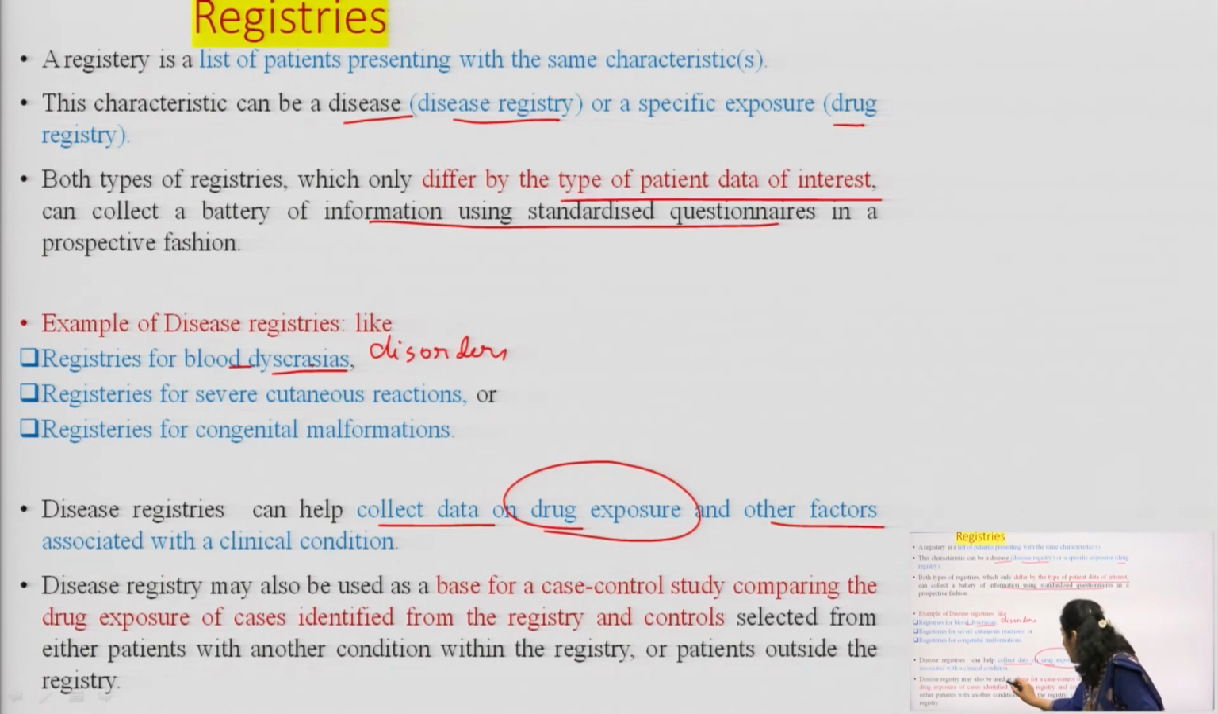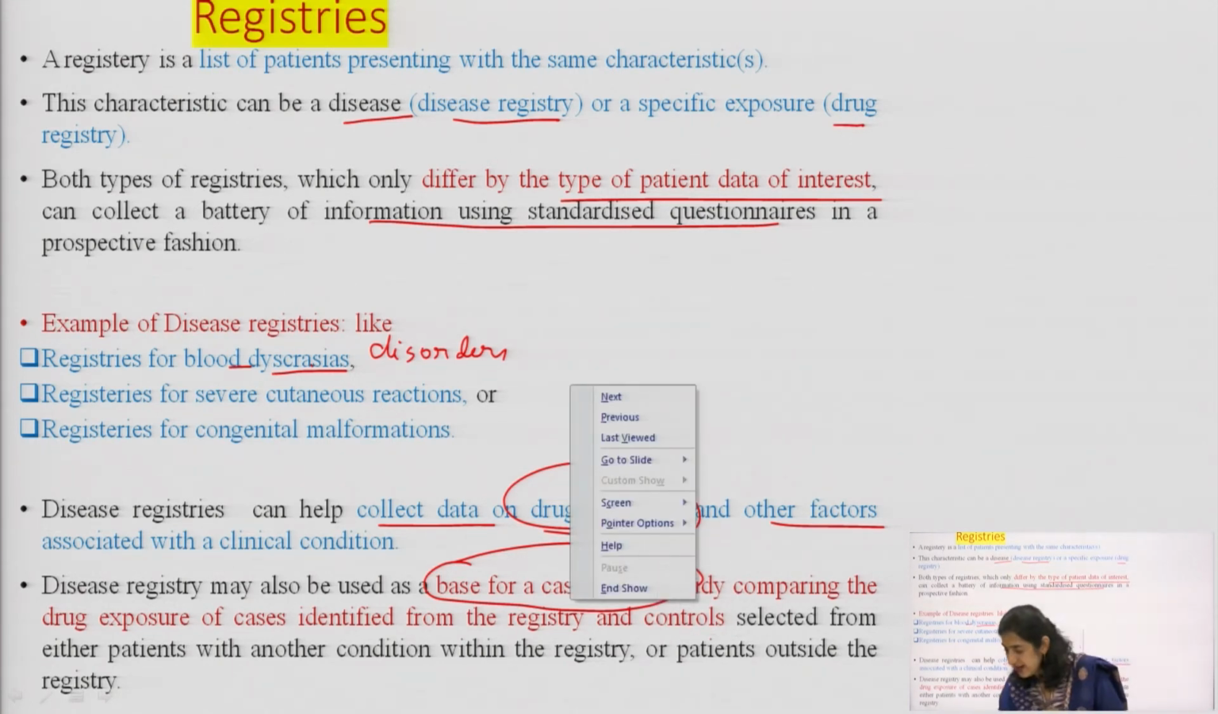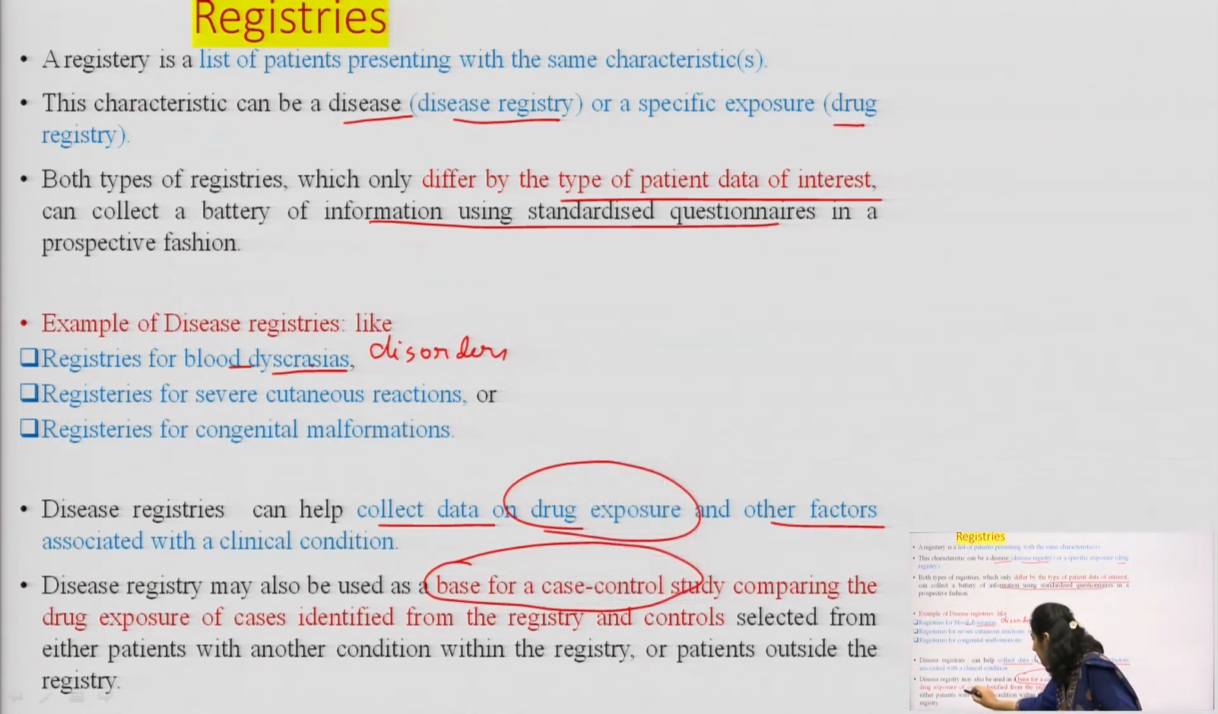So they can also act as a base for case control study. अगर हमें पता चल गया कि एक particular drug ये disease कर सकता है, तो ये सारा हम एक hypothesis बना सकते हैं और उसको हम base बना सकते हैं for a case control study. And then what we do in case control study, we compare the drug exposure cases identified from the registry and the control selected from patients with some other condition.